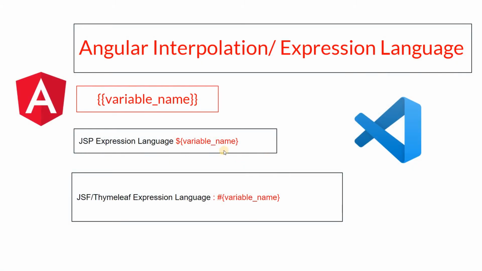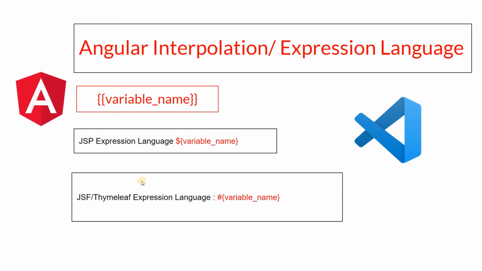Now guys, before we go and talk about Angular Interpolation, let's talk about JSP Expression Language. So this is the syntax that you use in JSP. You use $, one curly brace and your variable name. It means that the value of this particular variable is coming from your servlet or from your Java class, right?